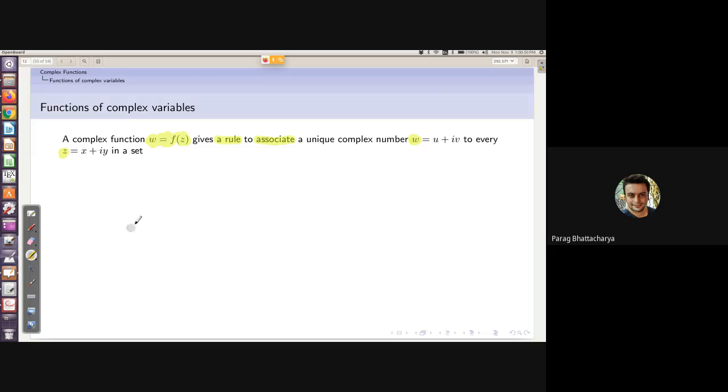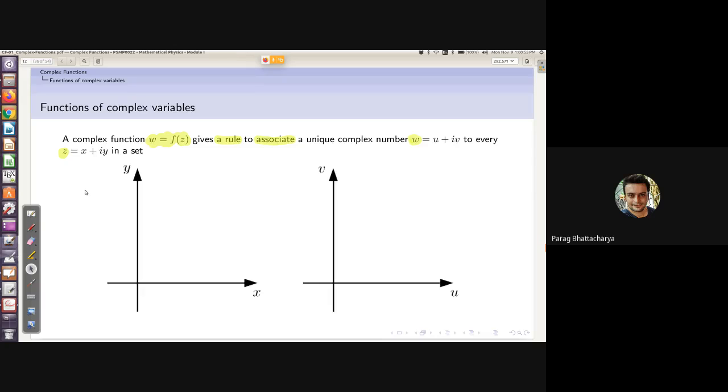So we have two Argand diagrams, one for z and another for w. One is x versus y, another one is u versus v. In one Argand diagram we have a range of values for z. So z exists in the first Argand diagram, and w exists in the other Argand diagram. This blue region represents the range of values that z can take, and this pink region represents the range of values that w can take.